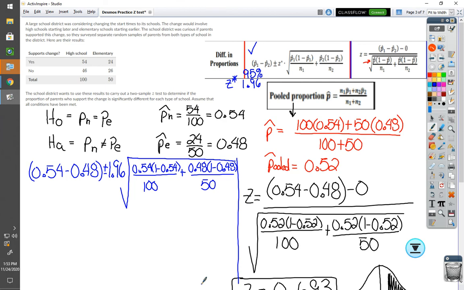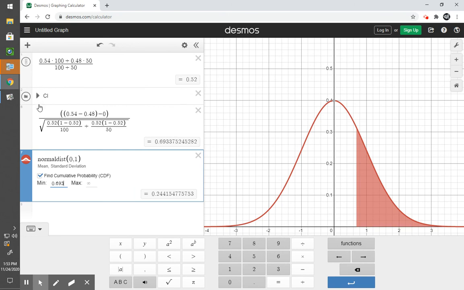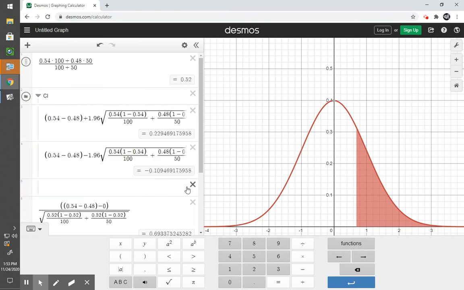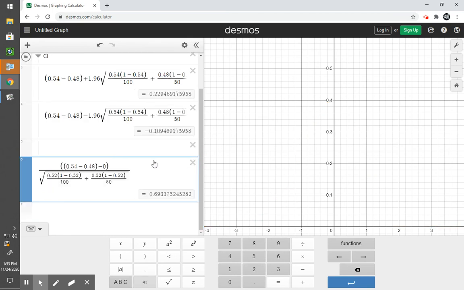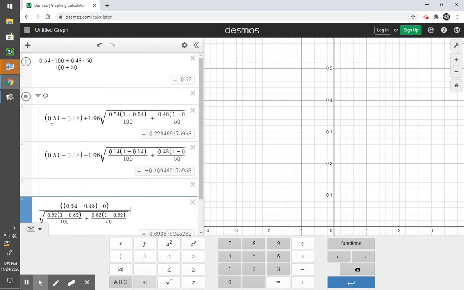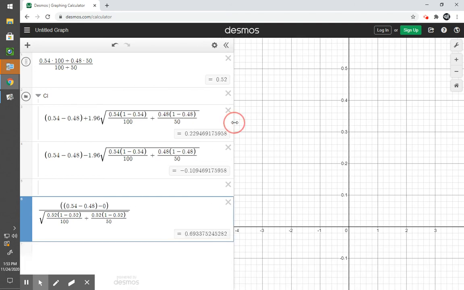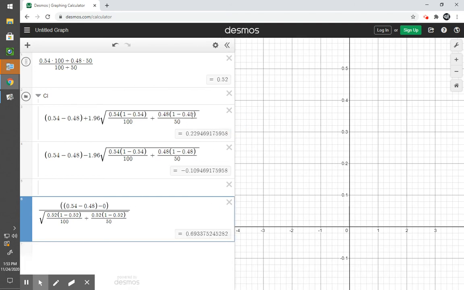So when I go to Desmos again, I actually have these open for you in a couple spots. I have them here. And I'm going to get rid of some other things down here and make them go away for right now. So I did the first one with the negative, 0.54 minus 0.48 plus 1.96, the root of 0.54 times 1 minus 0.54 divided by the 100. And then I'll stretch this out so you can see all of it. I did the 0.48 multiplied by 1 minus 0.48, and then I got 229.